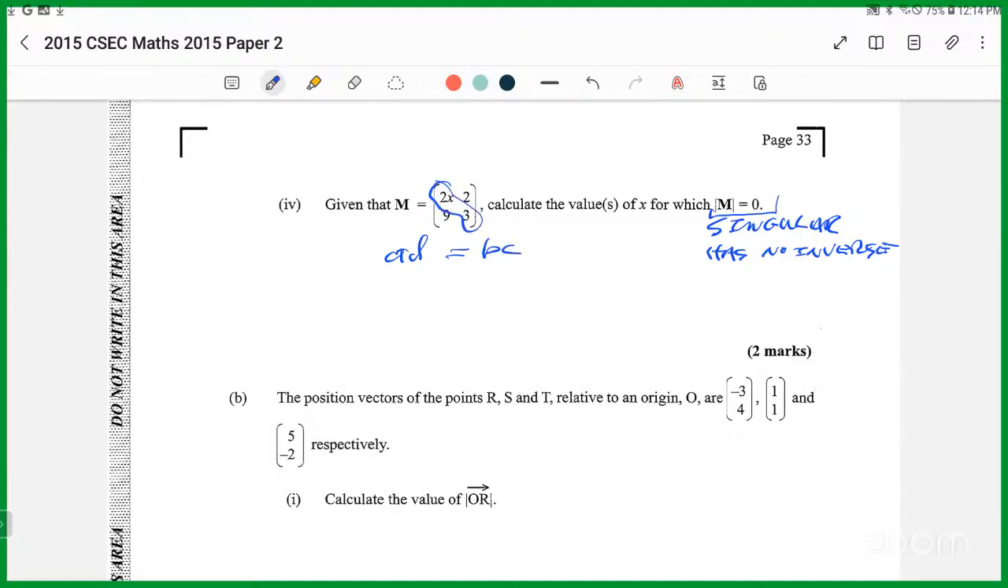The AD product is 2x times 3, which is 6x, and that equals the second diagonal product. The BC product is 2 times 9, which is 18. If you divide both sides by 6, cancel away this one, you get 3. So x equals 3.